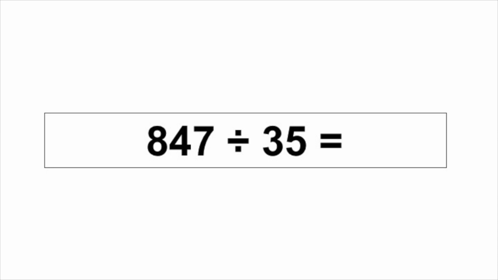And then for step 2, multiply. 2 times 35 equals 70. Well done. Now for step 3, subtract. 84 minus 70 equals 14. Excellent. Okay. Now what do we do next? Bring down. So we bring down the 7, and the 7 will make how many? 147. So now we need to find out how many times will 35 go into 147?